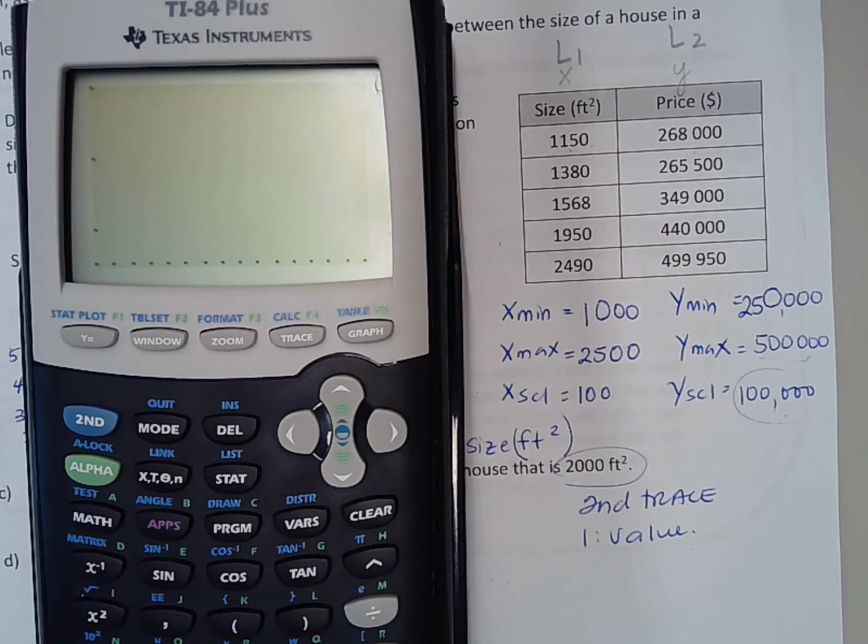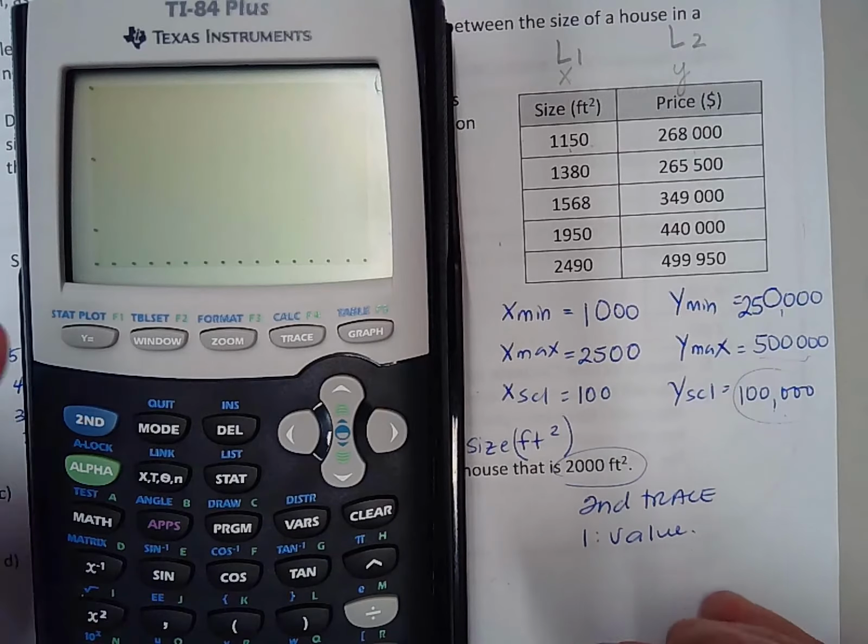Okay, now this is what I did. I entered my data, I changed my window based on my data, and then I tried to press graph and I have nothing. What did I do wrong? The thingy is supposed to be on, but it's not. What's that thingy? Stat plot. Okay, thank you. Stat plot has to be on. That's the only thing I forgot.